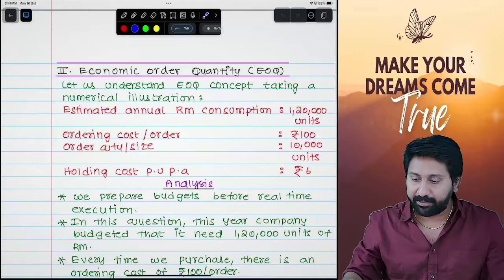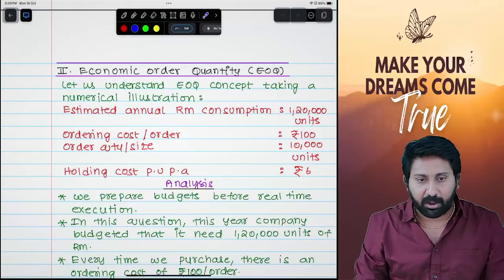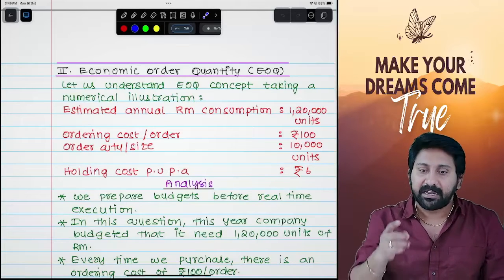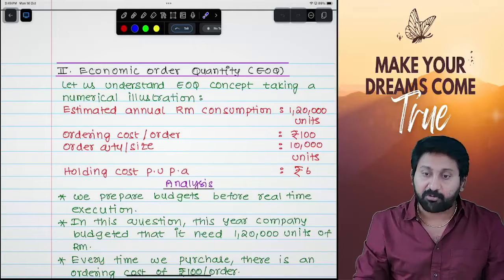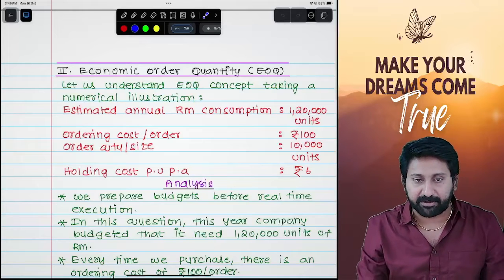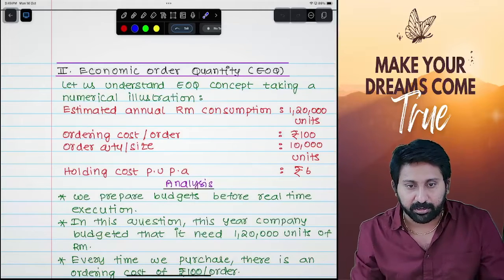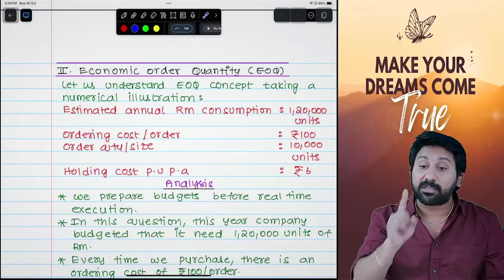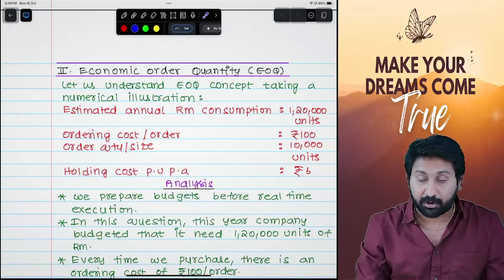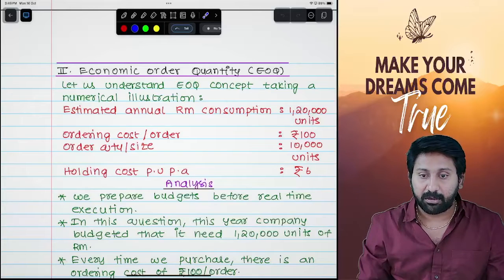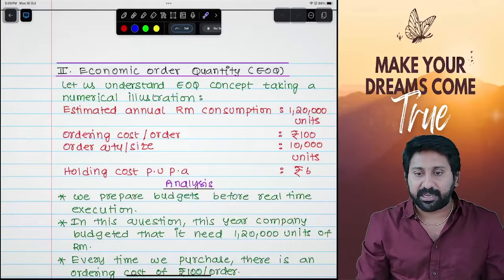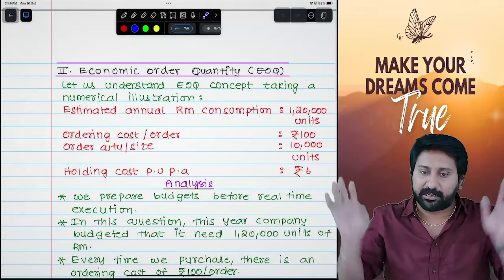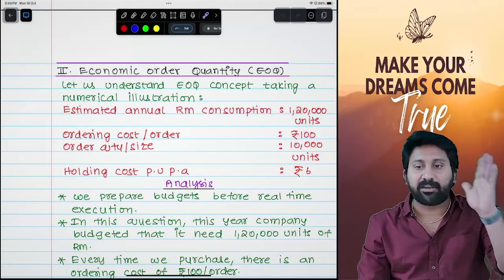Okay. Next, holding cost per unit per annum, 6. Now question, can we order all 1,20,000 units in one single order? Technically 10,000 units per order, no? 12 orders, directly I will give today itself. Is it good? Cost per order how much? 100. I will give 12 orders here. In 12 orders, 12 into 10,000, full 1,20,000 units, I will order in one stretch.